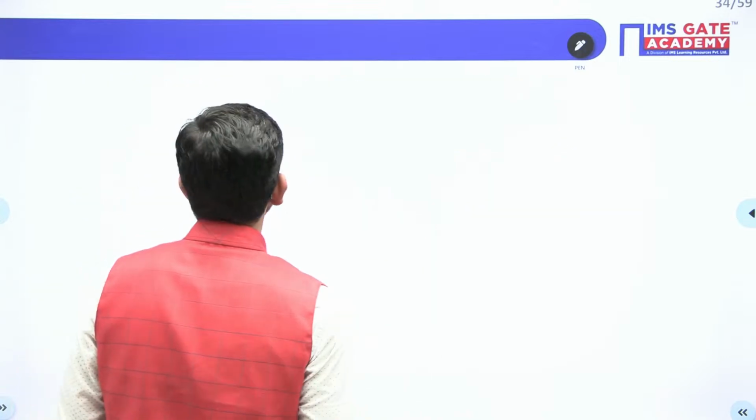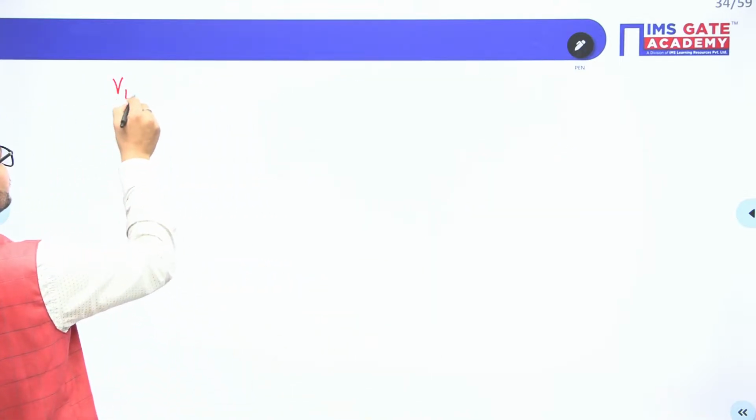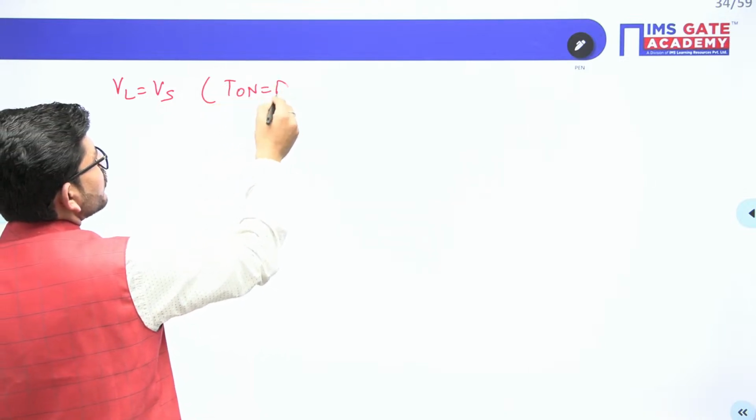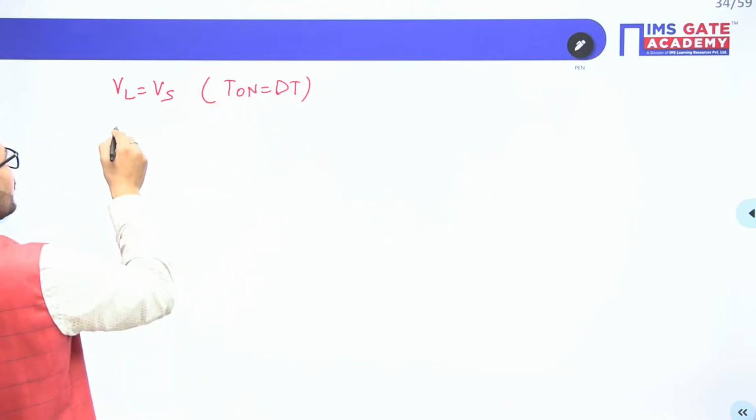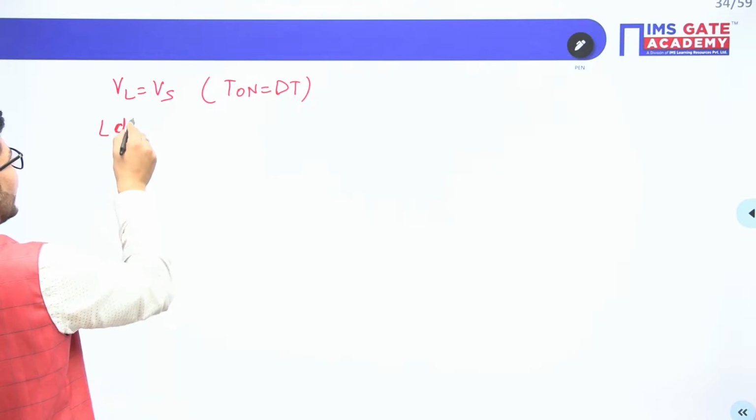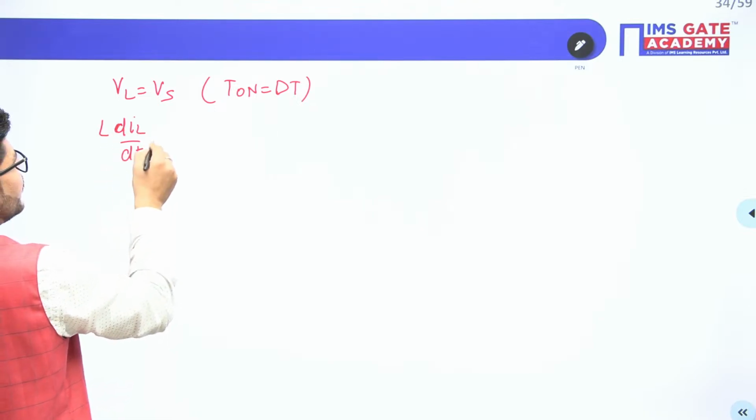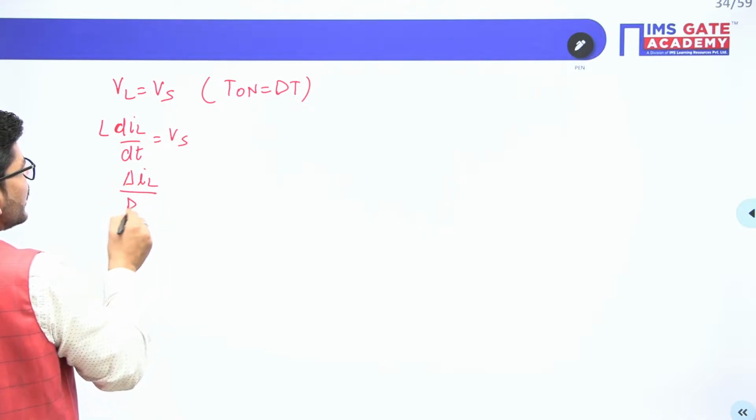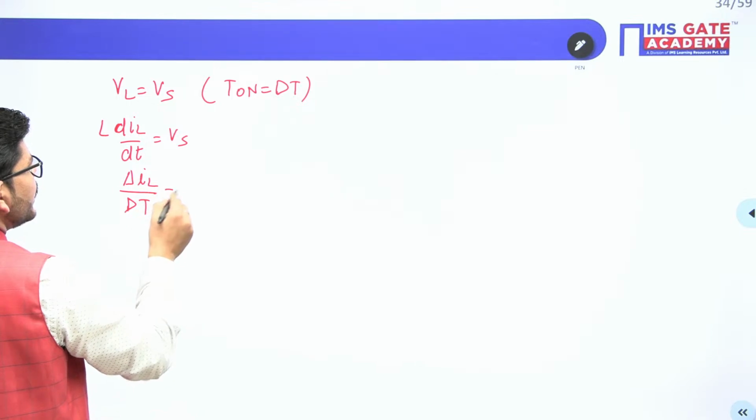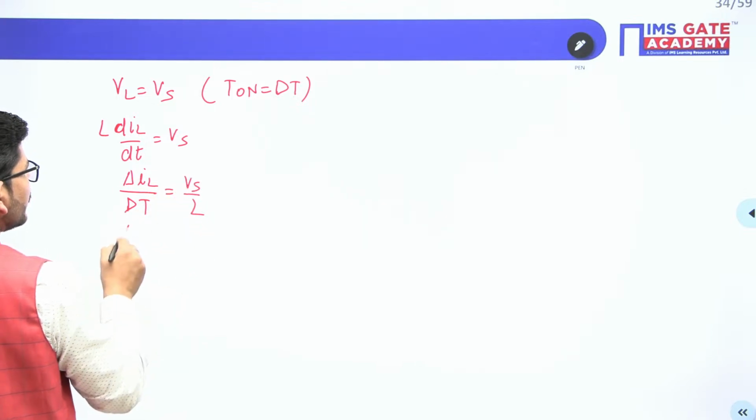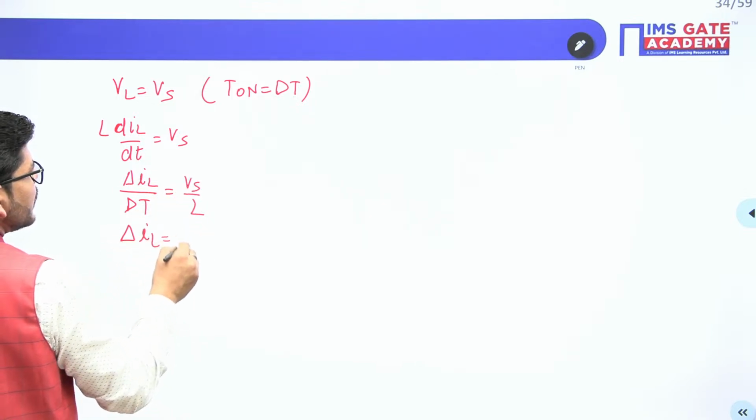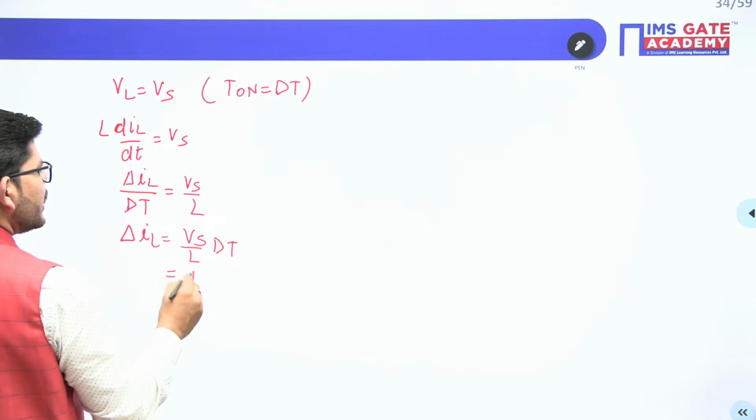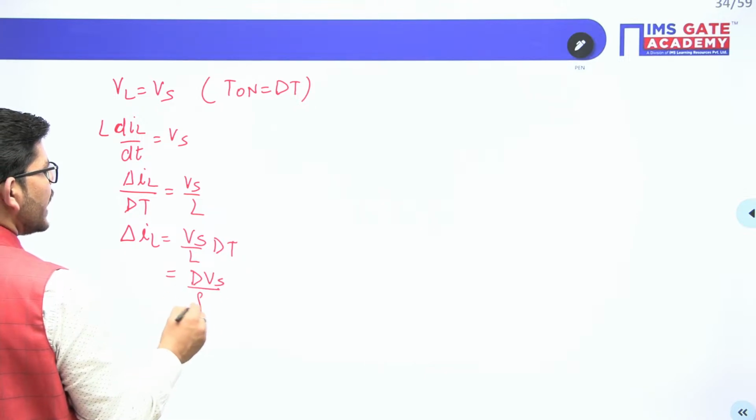So, when the switch is on, the inductor voltage is equal to Vs during the time the switch is on, or T on, which equals dt. Now, this is equal to L dIL by dt. dIL is basically the del IL we are looking for, dt is the T on time, and this is Vs by L. So, what will be the del IL, guys? Del IL will be Vs upon L into dt, or we can write dVs upon F into L.